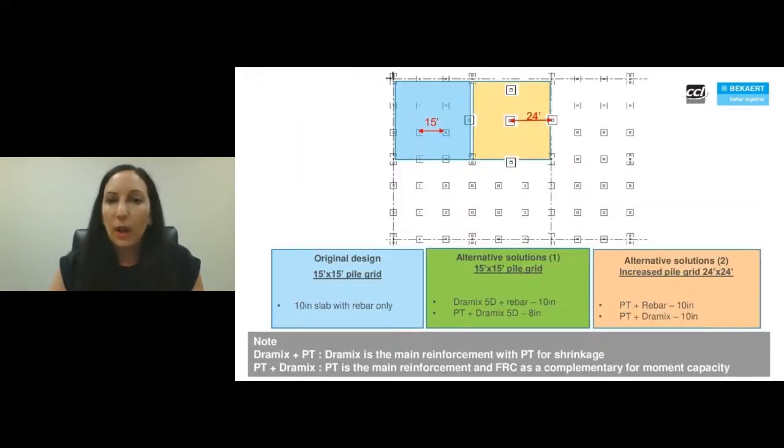Now, as far as the different options that were considered, right? The original design was a 15-foot pile grid with a 10-inch slab with rebar. And the various solutions that were considered were, 1, keeping that 15-foot pile grid, doing a Dramix plus rebar solution that was 10 inches, a PT plus Dramix solution, right? So a SigmaSlab at 8 inches. Or what about increasing the spacing of those piles to 24 feet? And then we have 2 different options, a PT and rebar option at 10 inches or a PT plus Dramix option at 10 inches. And so how does all of that compare?